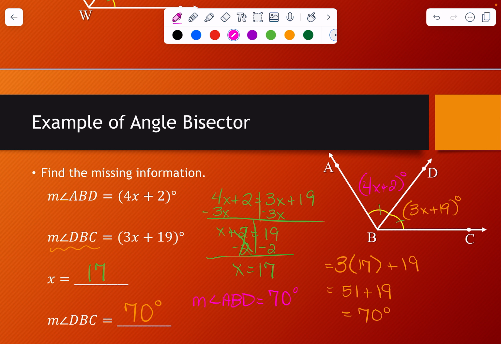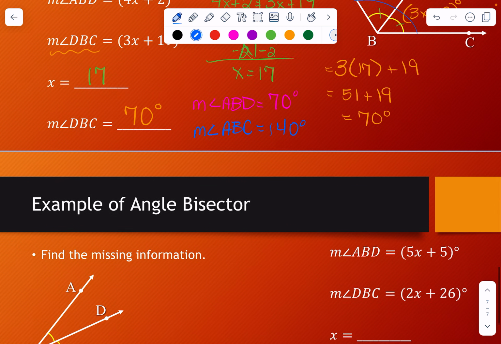to be the same. We could also say, well, what is the measure of angle ABC? Well, ABC is the big angle, the full angle. So we could take one of those and multiply it by 2. We could find them both and add them together. But however we do that, we know that angle ABC would have to be 140 degrees. So that is how we're going to start using the definitions to be able to find the missing values and angle measurements that we're looking for.